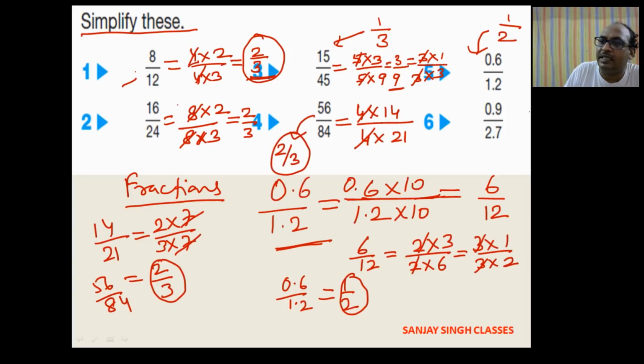Now for question number 6, 0.9 by 2.7. So I have already discussed, just like 0.6 by 1.2, what we have mentioned here. Okay, 0.6 by 1.2, so we multiplied with 10. So similarly, we will be going for this one also, as we will multiply with 10. 2.7, we will multiply numerator and denominator by 10. So further what we are getting? We are getting 9 by 27.